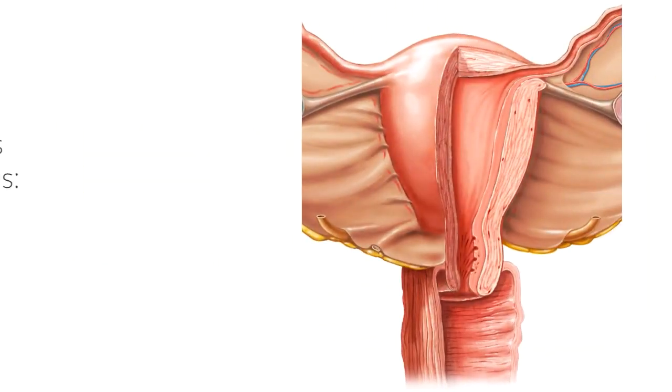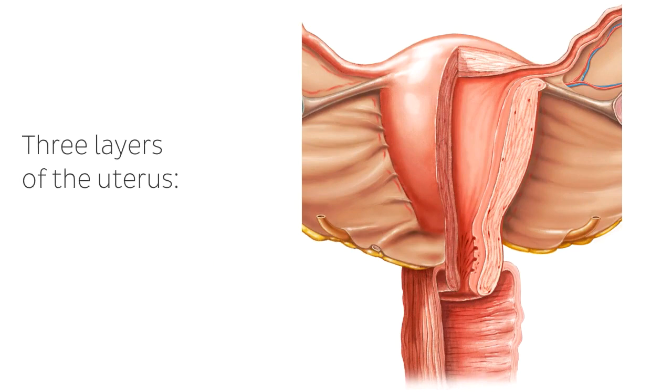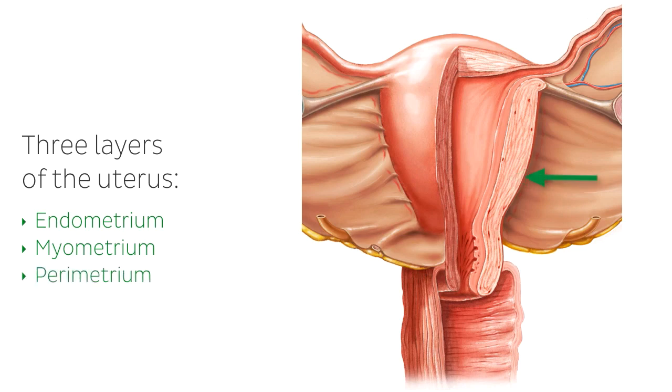So now we've examined the macroscopic anatomy of the uterus, we're going to move on to talk about its microscopic anatomy. Microscopically, the uterus is known to have 3 layers: the endometrium, the mucosa of the uterus; the myometrium, the smooth muscle layer of the uterus; and the perimetrium, the outer serous layer covering the uterus. We'll now have a brief look at each of these in detail.